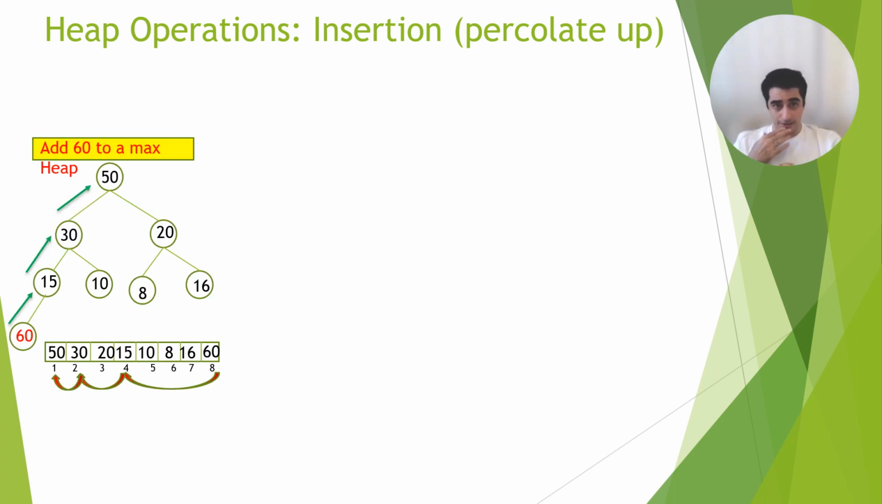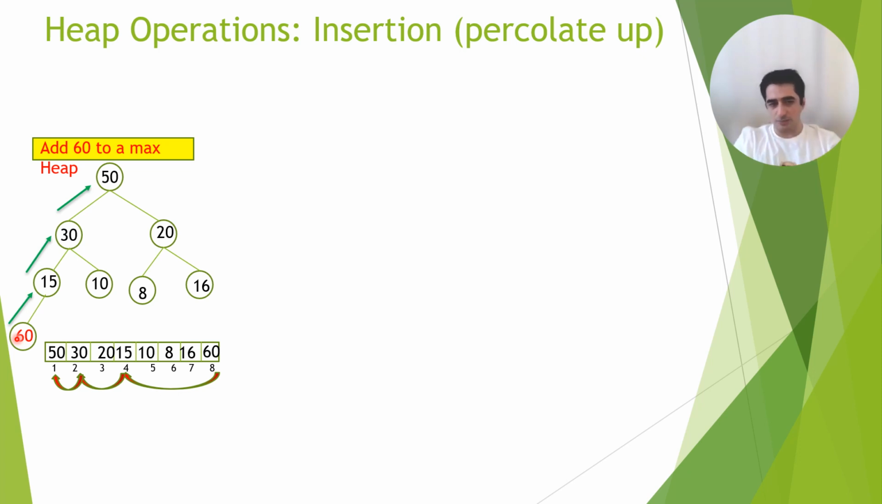Imagine your heap looks like this. I have 50 at the root, which is the maximum element, and then I have 30 and 20 as the children, and 15, 10, 8, and 16 in the next level, and that's it. So I have 7 elements in the heap. Then I'm going to insert a new element. Just for the sake of argument, let's say you want to insert 60, which is the greatest so far, right? In order to satisfy the structure property, which is a complete binary tree, you're going to place 60 on the last level, and it should go to the leftmost location, right? So it should be a left child of 15.